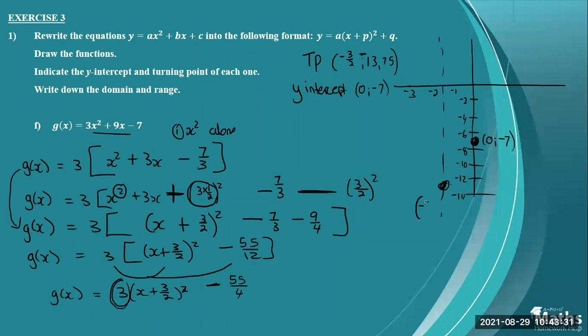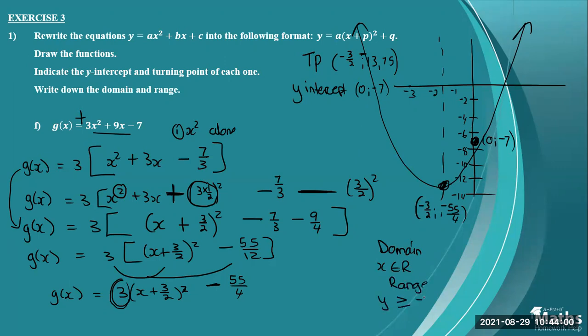So it's negative 3 over 2. And you can write it as negative 55 over 4 if you want to. The shape is positive, so it's happy. So then you just make a rough drawing. Let's end with the domain. x is an element of real numbers, and the range: y is bigger or equal to negative 55 over 4.